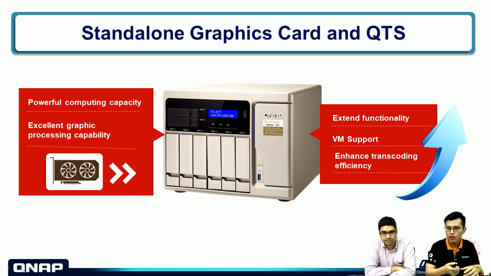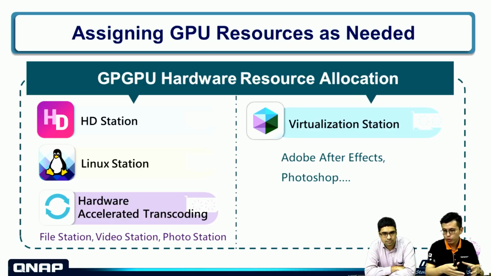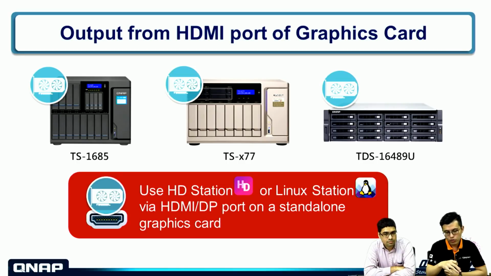Very good. So as we said, we can use the GPU in Virtualization Station and also HD Station, Linux Station, and for hardware-accelerated transcoding. So in the following, I would quickly introduce HD Station, Linux Station, and also Virtualization Station. For this GPU card support, right now we are targeting more high-end NAS models, which are the 1685, 77 based on the AMD Ryzen, and also the 89 series. They are more high-end because we think the GPU user scenario will be based on a more powerful NAS. So those three NAS we are targeting first.